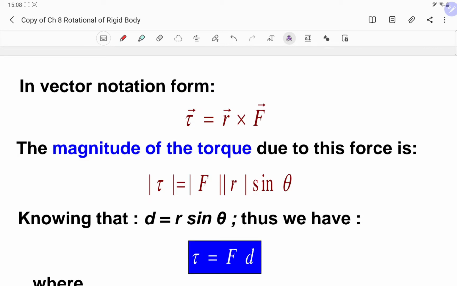Right, so we know that torque is a cross product. So bila cross product, the maximum torque we will obtain is when the angle is 90 degrees. Kalau cross product, we can also write in another form, which is F r sin theta. So sin 90 will give us the maximum value of the torque.